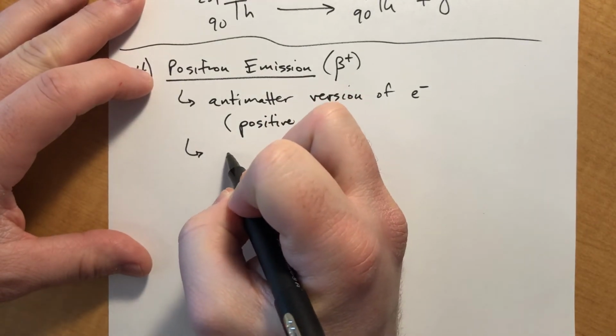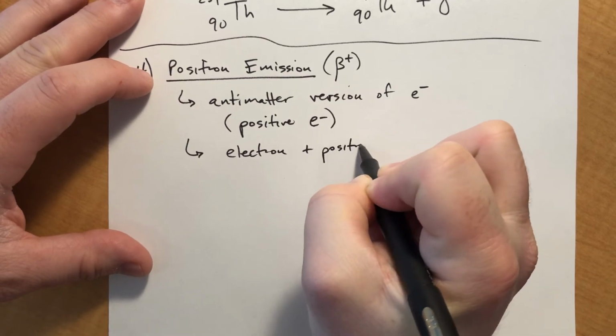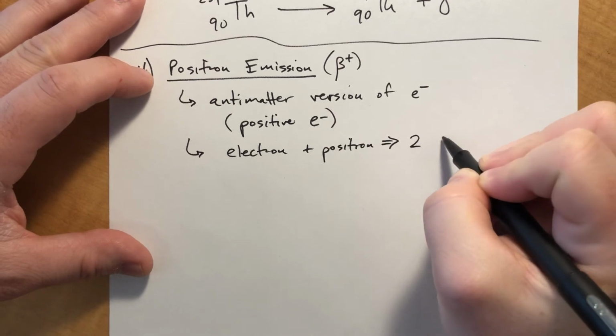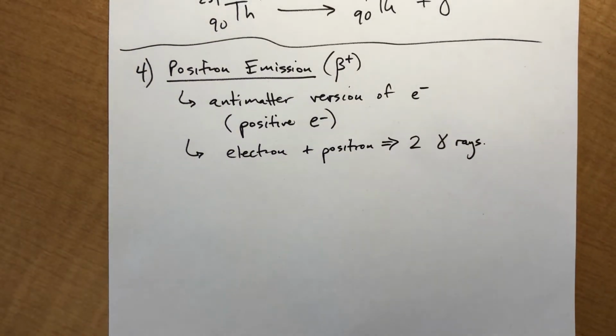So basically, an electron plus a positron destroys all the matter involved, and what you end up releasing is 2 gamma rays. I don't know why it's 2, but it is.